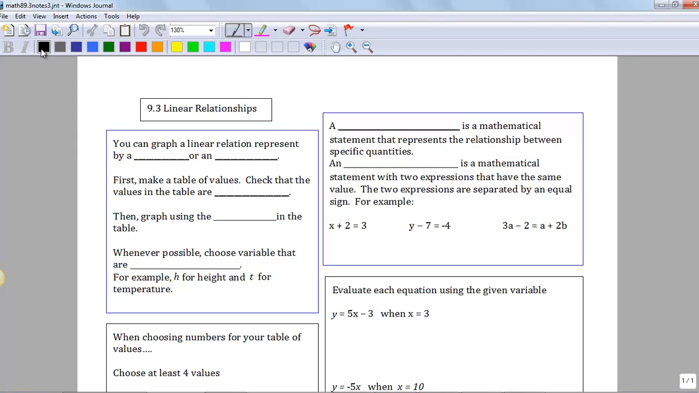Welcome to lesson 9.3, linear relationships. So we're talking about linear relations up until now, but we're going to actually look to see how the x and the y are connected, or how two variables affect each other.